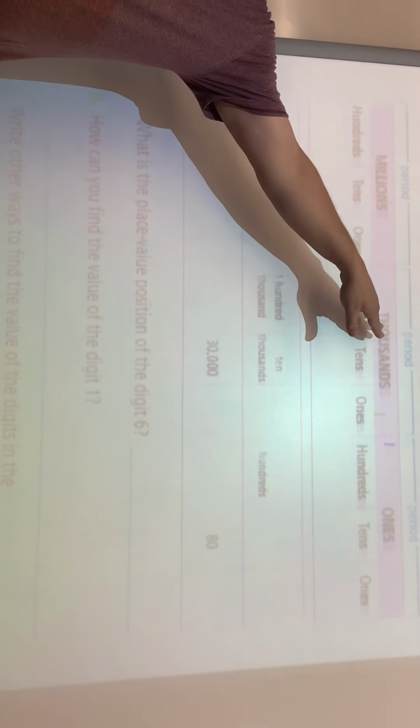Even though they have ones, tens, and hundreds, this is the 1,000s, which makes it different. This is the 10,000s, which makes it different. And this is the 100,000s. Yeah, exactly. So they are different. Absolutely, they are different.